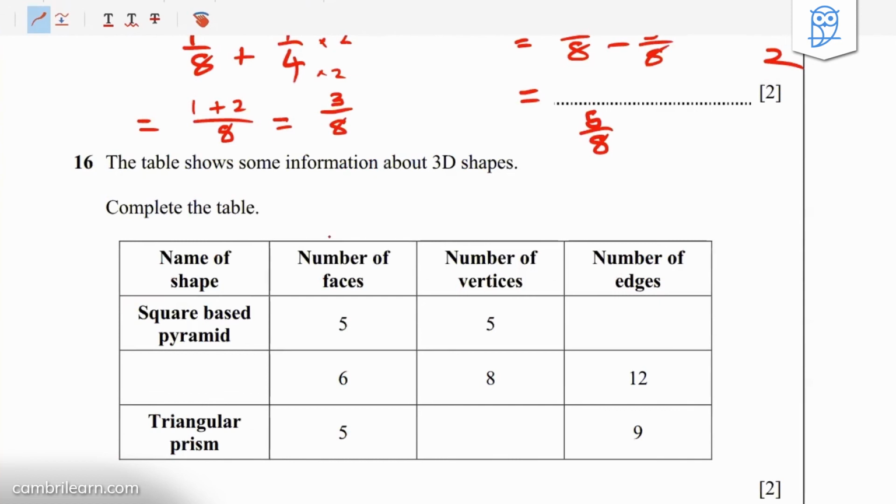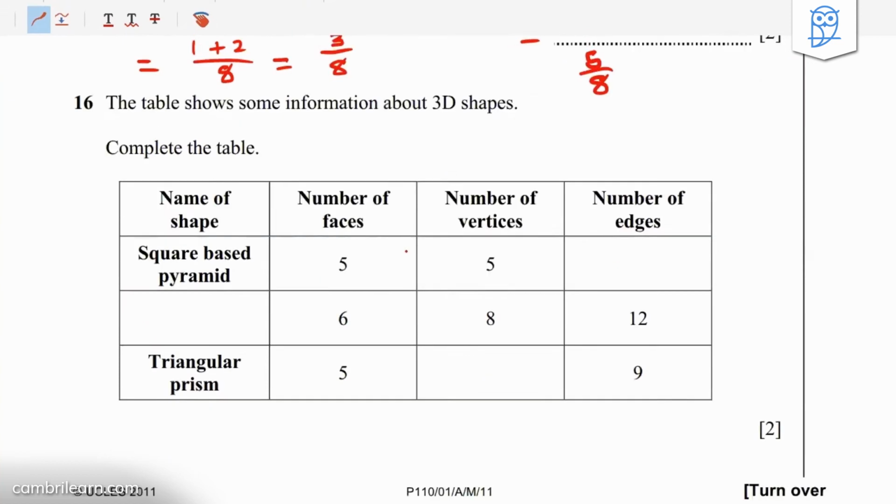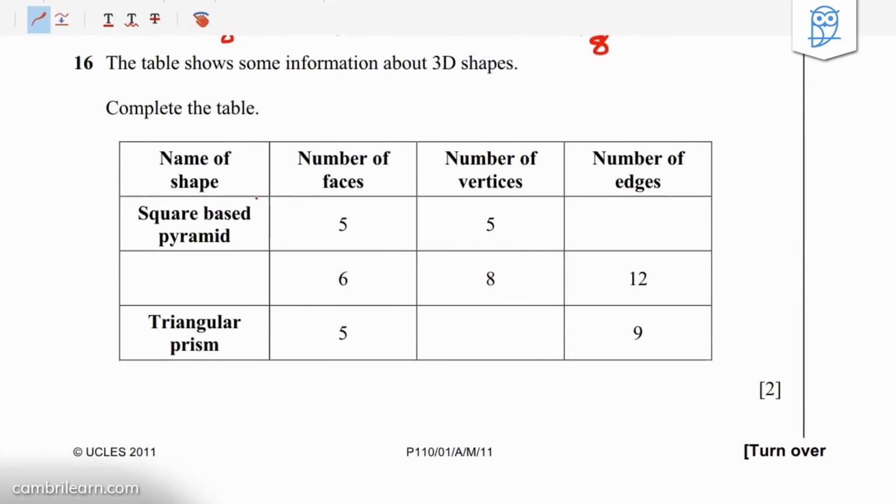The table shows some information about 3D shapes. Here's where the study work comes in. Remember that we have to study the terms as well. We have to study our shapes. So let's look at the first one, a square-based pyramid. I'm not going to draw it right now. We know that we have 5 faces: 1 at the bottom, 4 at the sides, and it comes together at the top. The number of vertices is 5. So how many edges does a square-based pyramid have? It has 8 edges.